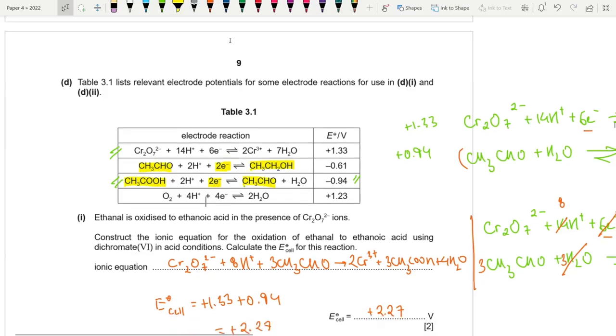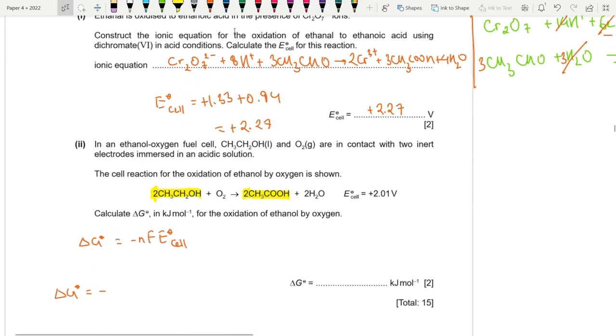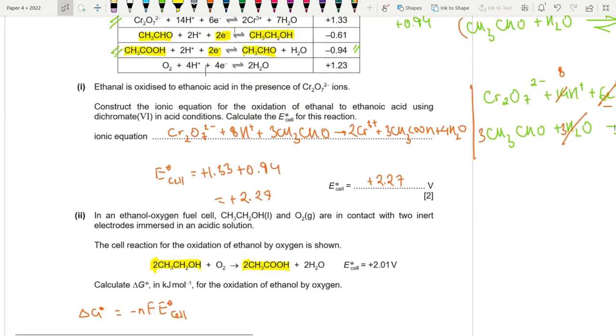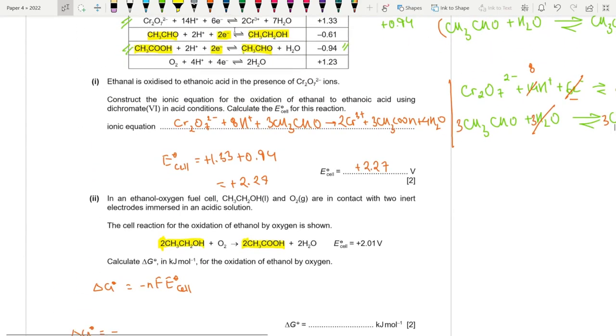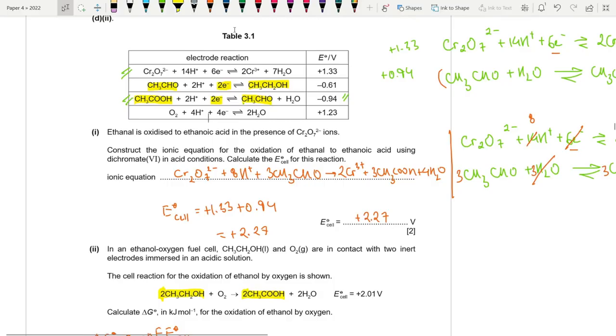Is that fine? So the number of electrons here should be 4 in the place of n. And you can also think of it this way: 1 mole of oxygen is reduced to 2 moles of water, and in the process of doing so, 4 electrons are accepted by oxygen. So you can go for 4 there directly. That's up to you guys. Okay, see if that makes sense.